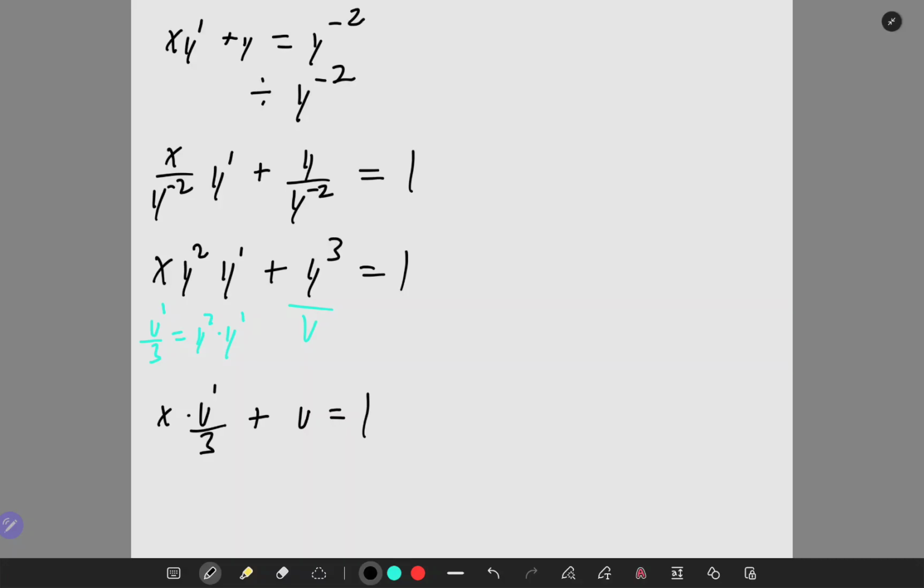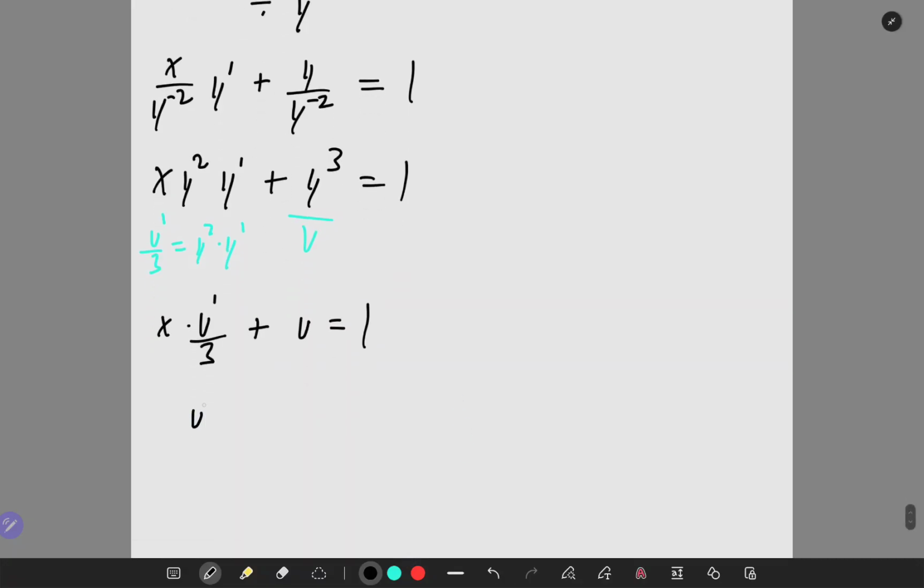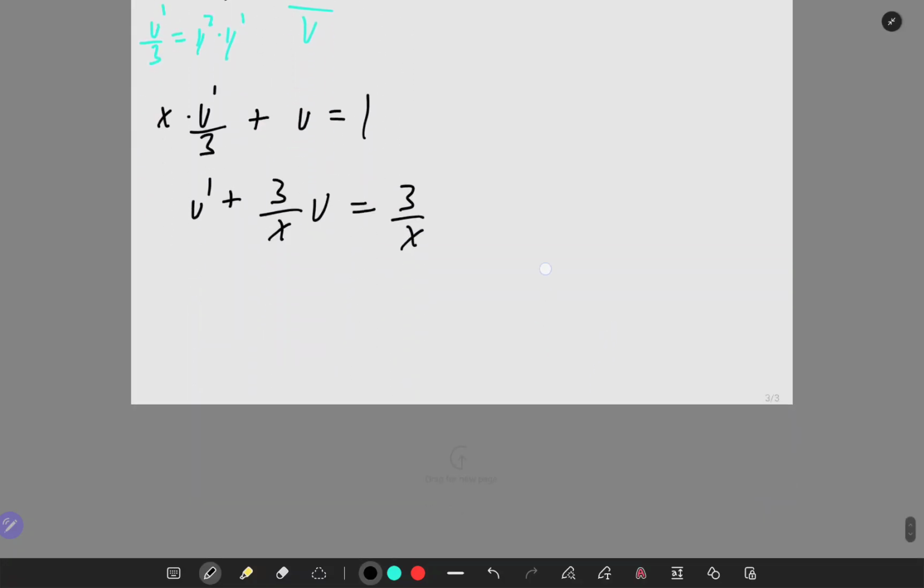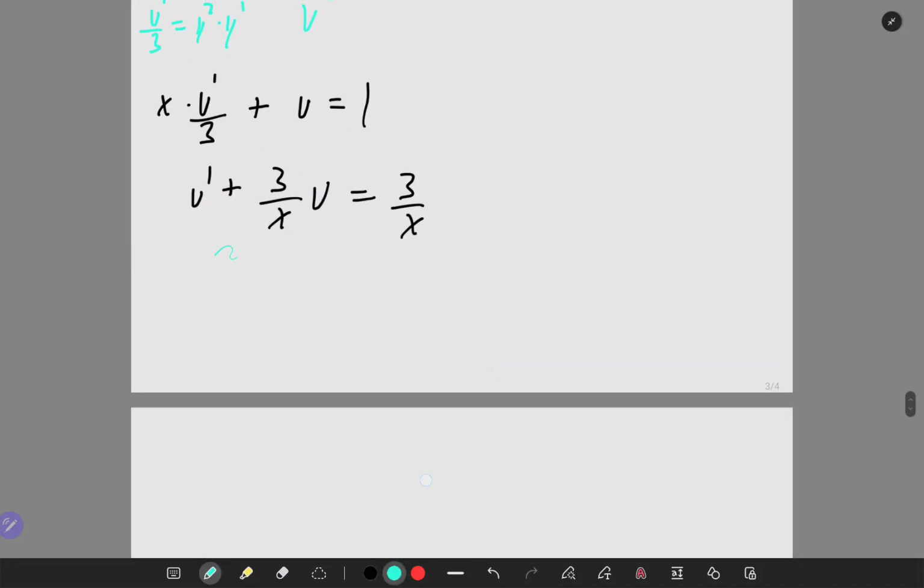And now we've got to get rid of the coefficient on the v prime term. So we're going to multiply everything by 3 and divide everything by x. So we have v prime plus 3 over x times v is equal to 3 over x. And now we're ready to use integrating factors, right? So our p of x is 3 over x. And our g of x is 3 over x.